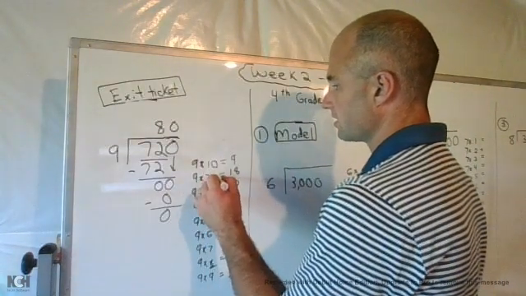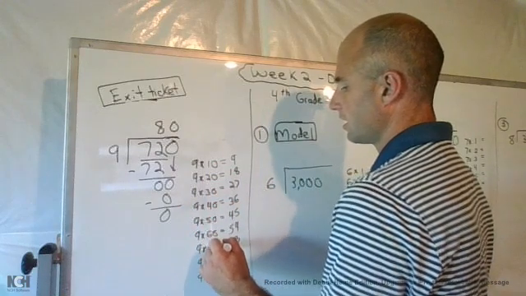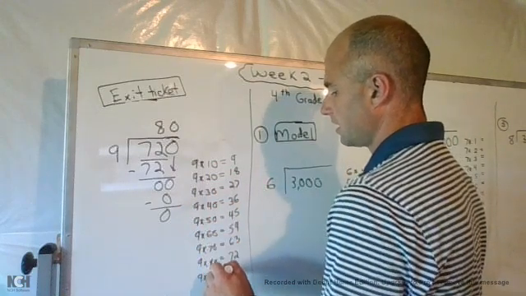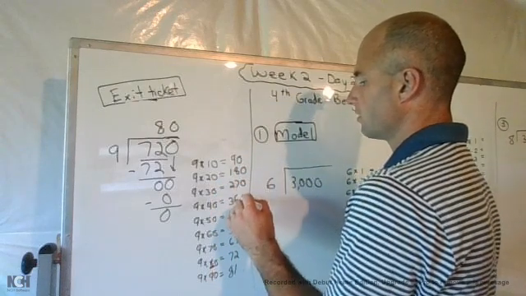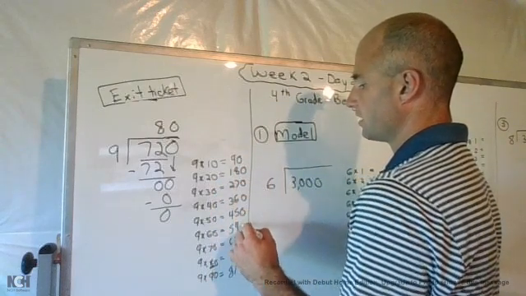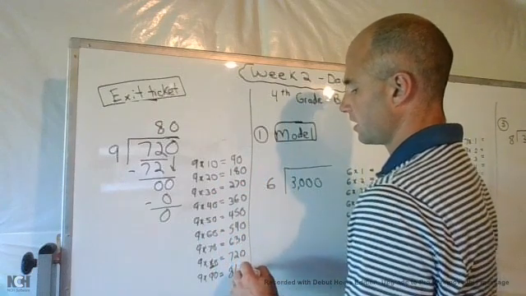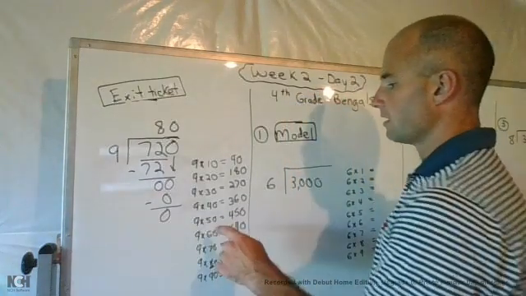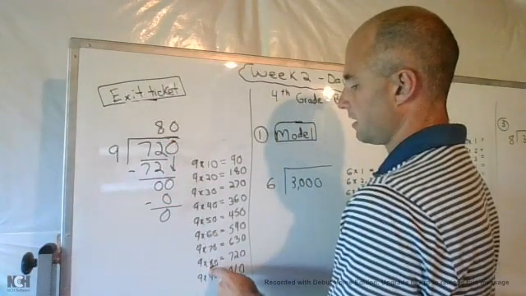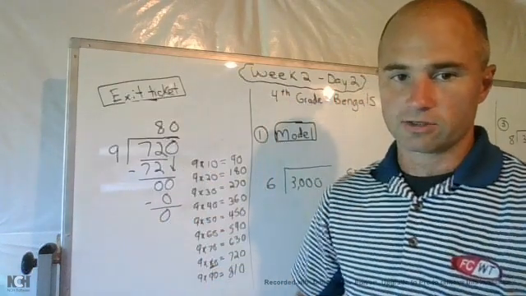Or you turn these into 10s: 10, 20, 30, 40, 50, 60, 70, 80, 90, and then 90, 180, 270, 360, 450, 540, 630, 720, and 810. And you visually saw that 9 times the 80 gave you that 720, which gave you 80 as your answer.